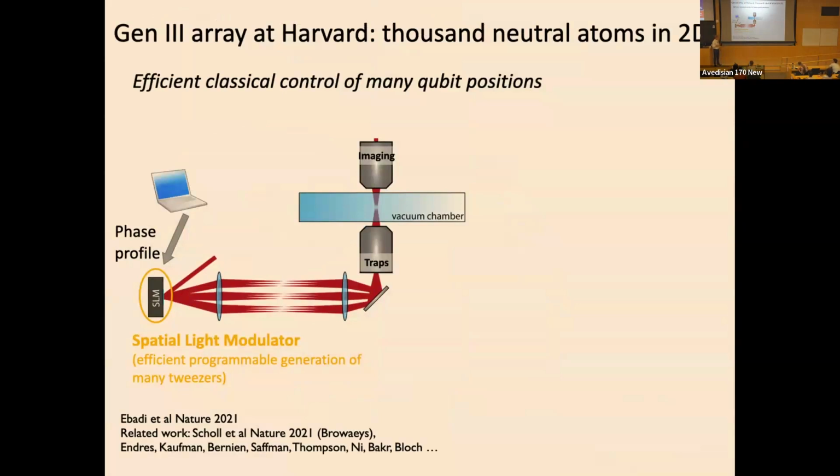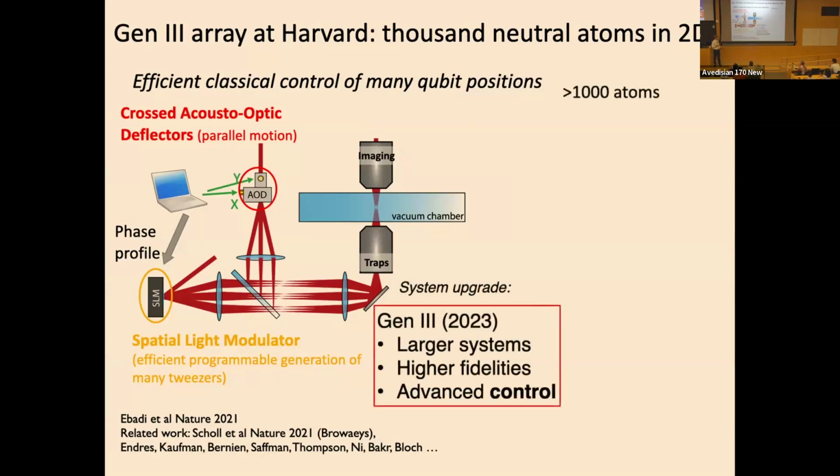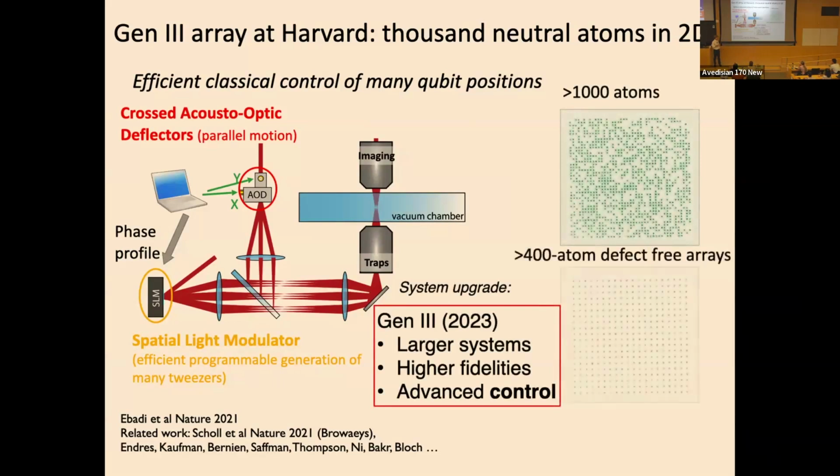Okay, so with that, we come to some of the recent developments. Right now in our lab, we're operating a third generation array. As I already mentioned, one of the key components here is acousto-optic deflectors, which we use to move atoms around. But we now have 3 sets of acousto-optic deflectors. Some of them are used to move atoms around, some of them are used to apply individual rotations on single qubits, and with this system upgrade, we have larger systems, higher fidelities, and more advanced control.